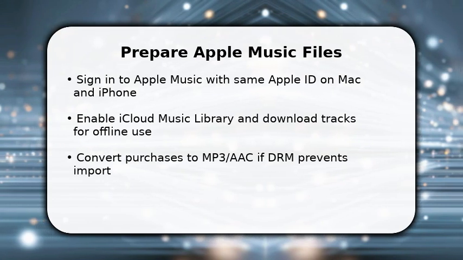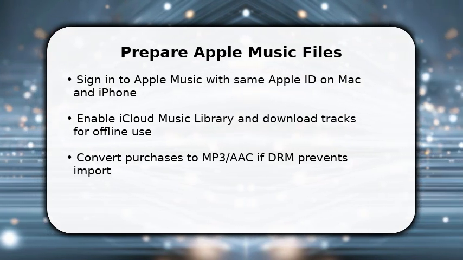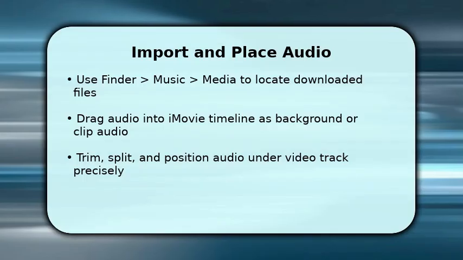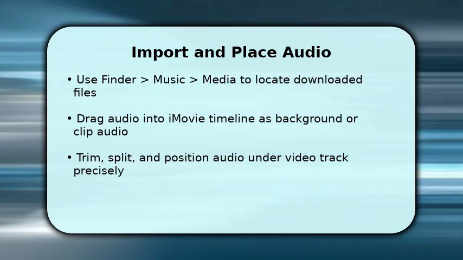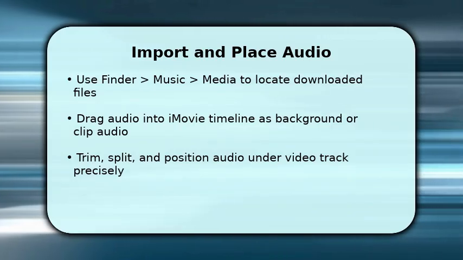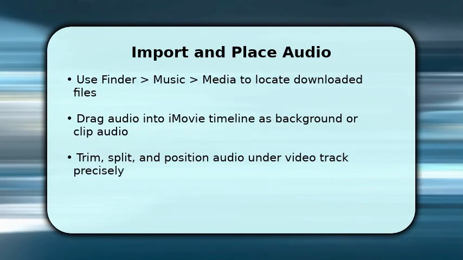You're ready to import those downloaded files into the media browser. Now import the downloaded files: open Finder, go to your music library and locate the file in Media. Drag the song directly into iMovie's media pane or drop it onto the timeline beneath your video clips. You can place it as background music or attach it to a specific clip. Choose based on whether you want global or clip-specific audio.